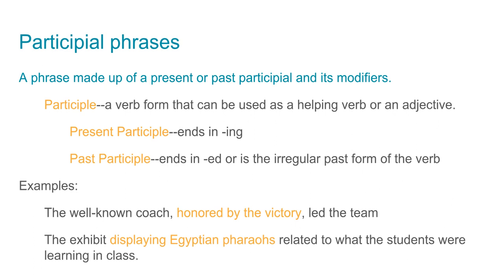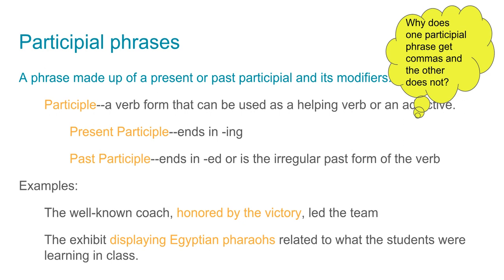And we also have the exhibit displaying Egyptian pharaohs related to what the students were learning in class. Displaying is our present participle, ends in ing, and displaying Egyptian pharaohs is acting as an adjective by specifying what exhibit they're talking about. Once again, take some time to contemplate why one of these phrases in our examples got commas, but the other one did not.